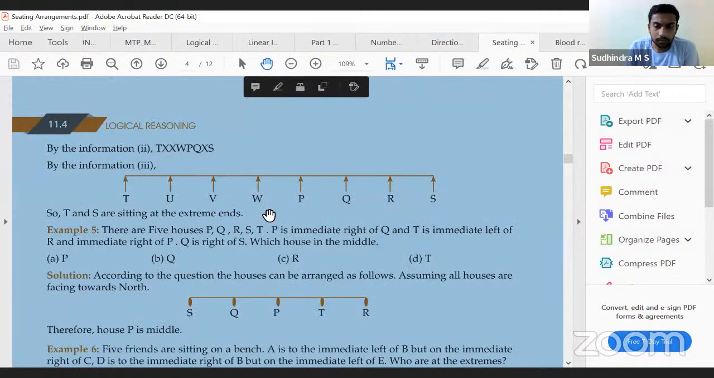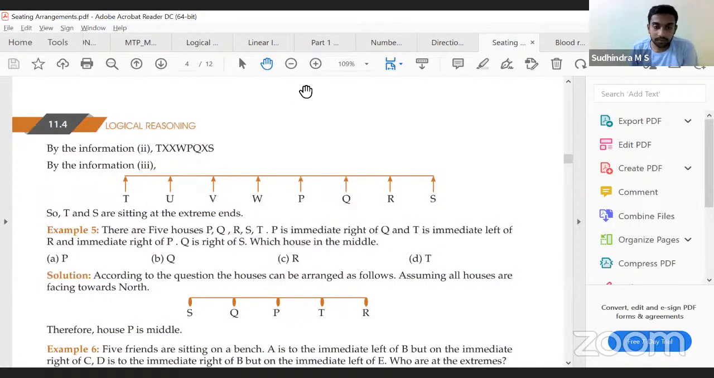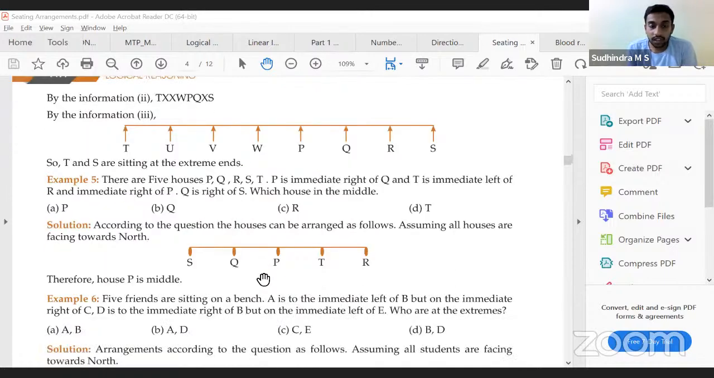C and E. A is immediate left of B, but on the immediate right of C. D is to the immediate right of B. So D will be here, and on the immediate left of E, so E should be here. So who are at the extremes? C and E are at the extremes.